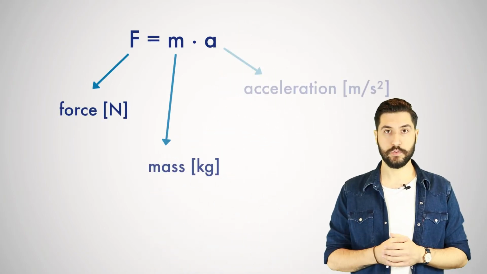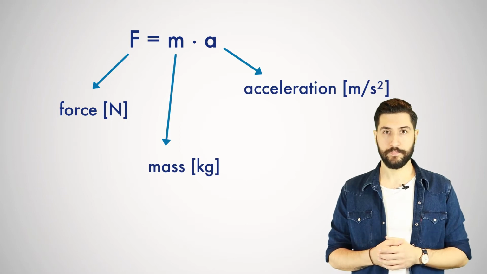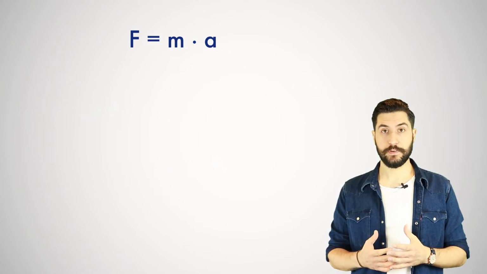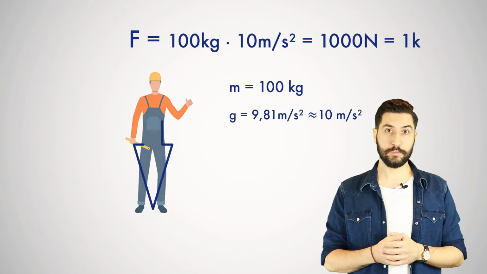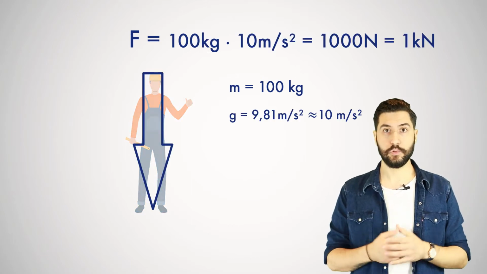What is a force? In classical physics, this is an action that can accelerate or deform a body. You cannot see the forces themselves, but you can recognize them by their effects. The well-known formula for this is force equals mass times acceleration, and the unit in SI is Newton. A good guide value is, for example, a well-trained construction worker with a weight of 100 kilograms, who causes a force of 1 kilonewton due to the acceleration of gravity.